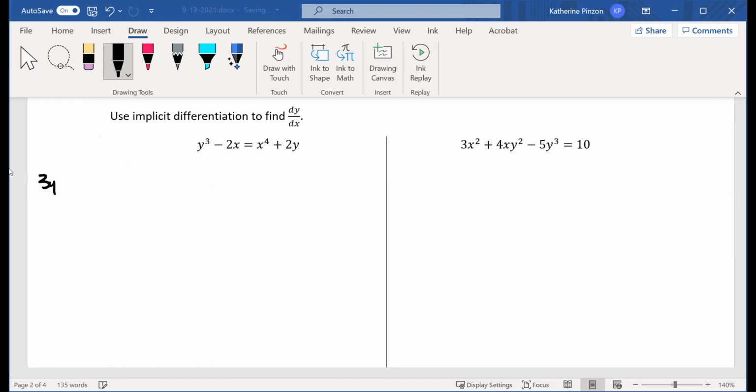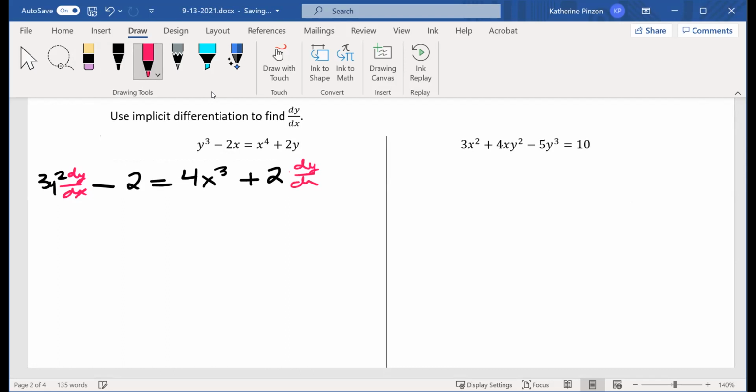3y squared, good. dy dx, perfect. I'm gonna put that in pink again. Minus the derivative of 2x, 2, good, equals 4x to the third plus 2. Anytime you take a derivative of something with a y in it, you put your dy dx there at the end. Okay, that was step number 1. Take the derivative normally, put a dy dx when you take the derivative of y.